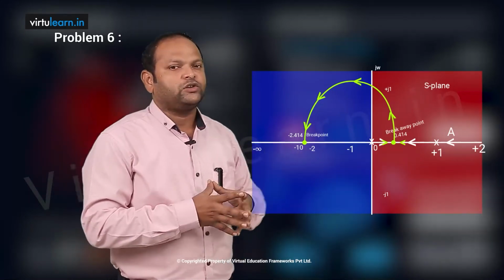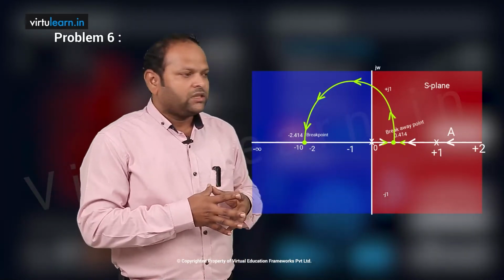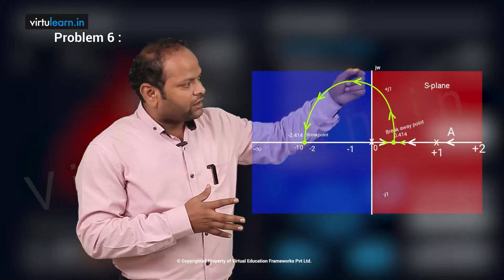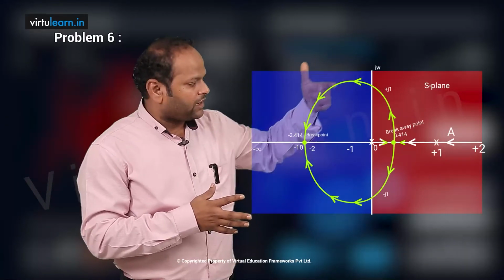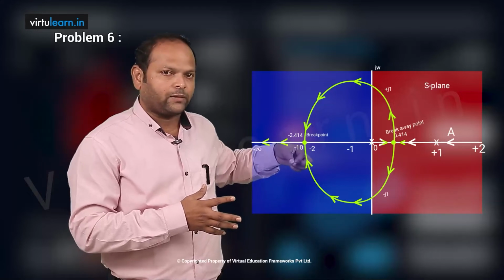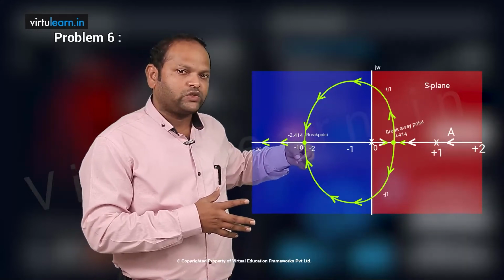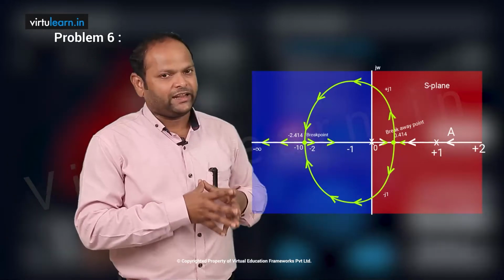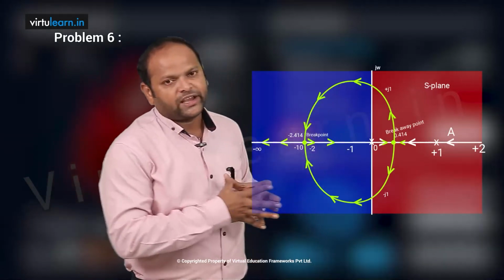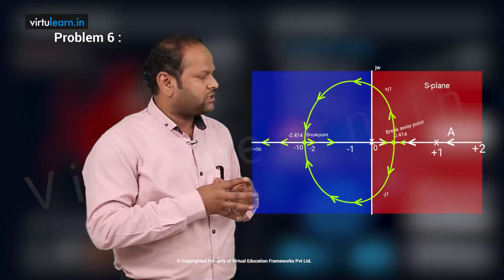Once they enter into the complex plane, I have one asymptote and also one zero in the left of the S plane. Therefore, they cross through the ICP, that is the imaginary crossover point, and they come back and enter through the breakpoint at minus 2.414. One will go towards the zero, the other will go towards infinity. So this is a complete sketch of the root locus.